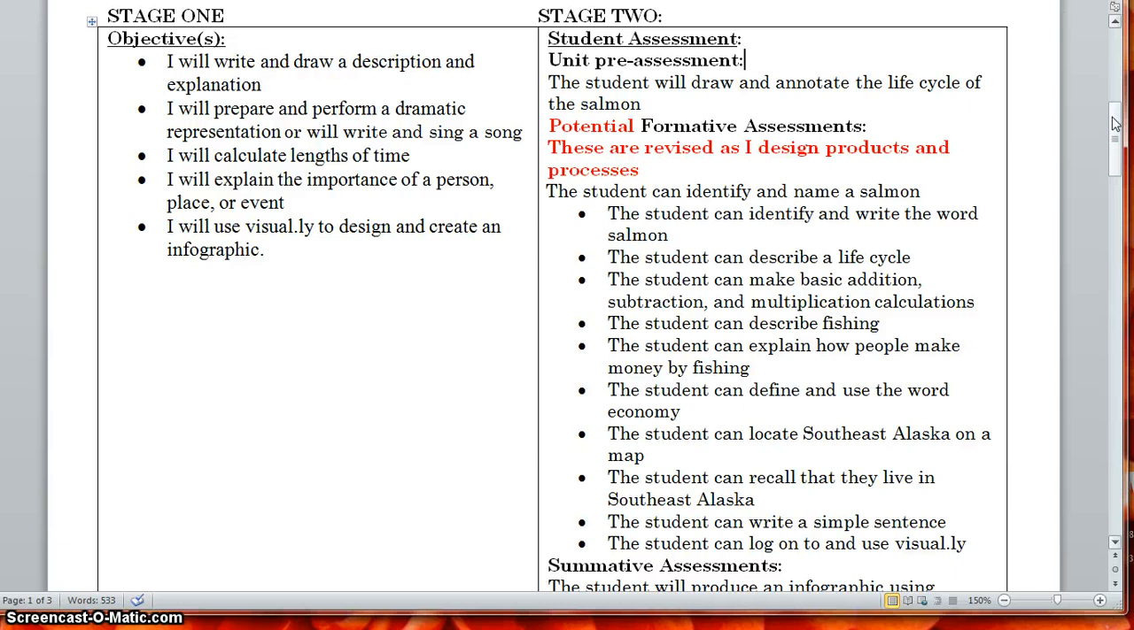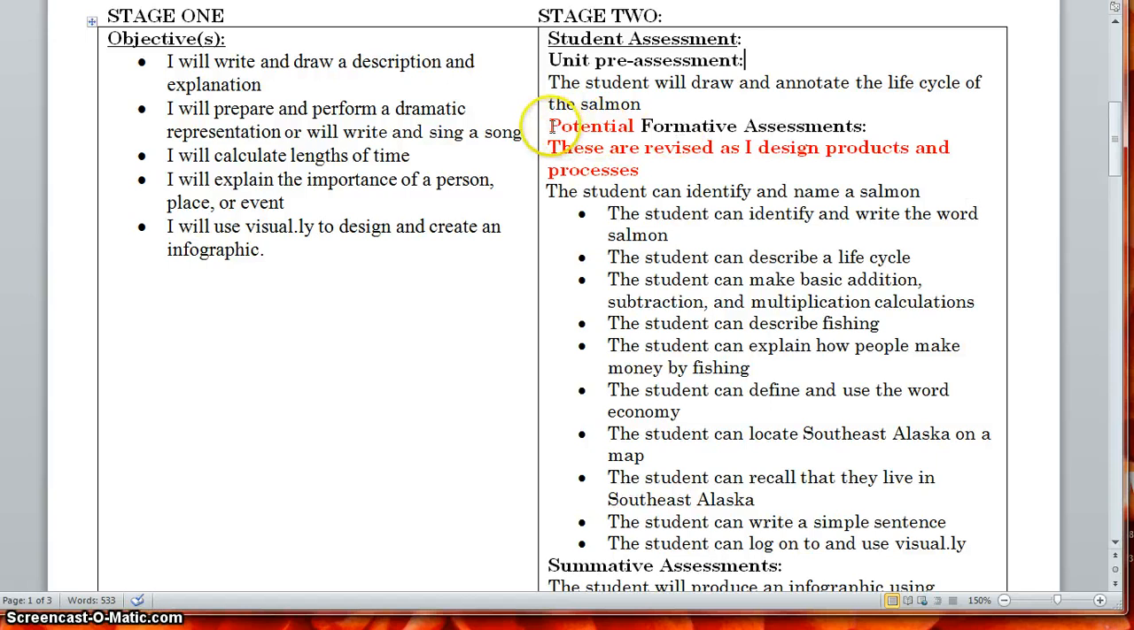So my pre-assessment for this unit is I'm just going to ask students to draw and annotate the life cycle of a salmon. My expectation is that I'm going to get a wide range of responses to that. And that gives me a lot of information. I know which students I need to do some interventions with. I know which students I need to maybe provide some other additions to the unit.